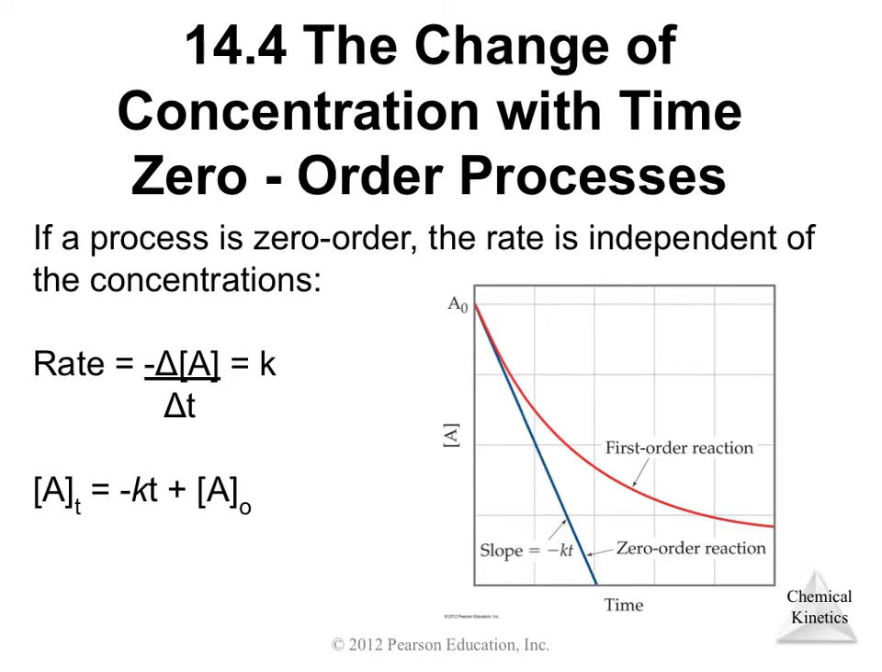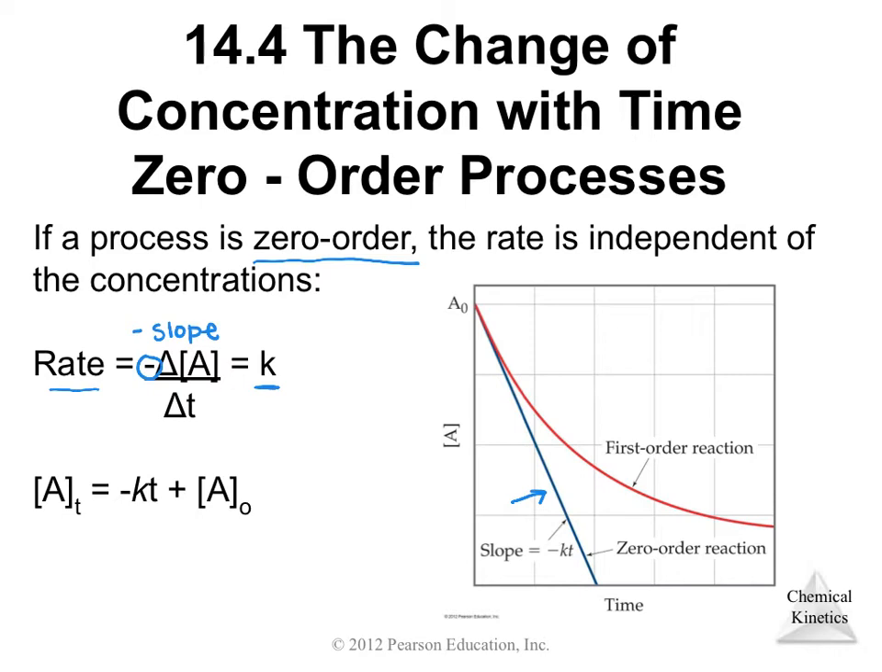Remember, a zero order reaction is going to be independent of the concentration. So as the concentration decreases, the rate is going to stay the same. So that is the blue line in our graph here. And so when this happens, we can find the slope and we can write an equation of the line. And what happens is the rate is equal to that change in concentration over the change in time. This is our slope. And in this case, it's a negative slope.